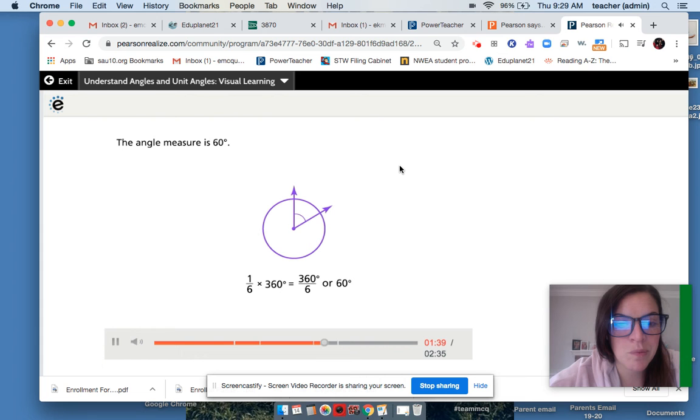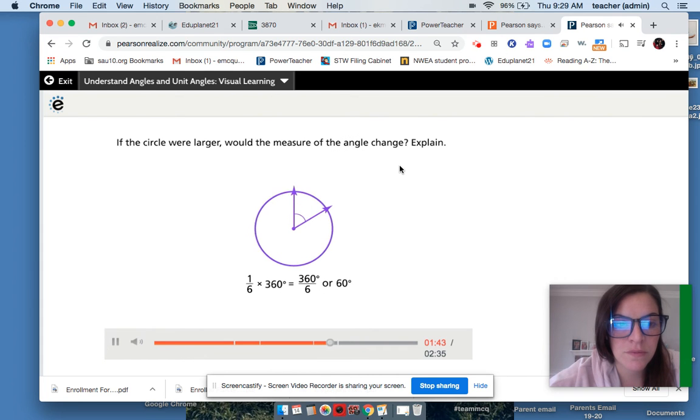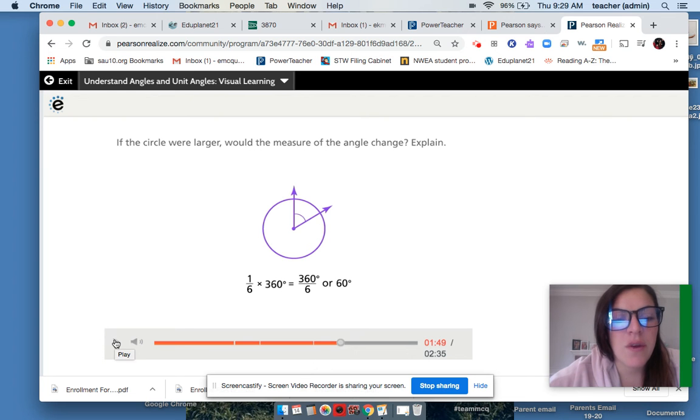The angle measure is 60 degrees. If the circle were larger, would the measure of the angle change? Explain. Okay, so if the circle were larger, it could be a bigger circle, but a full circle is always going to be 360 degrees, no matter the size of the circle.